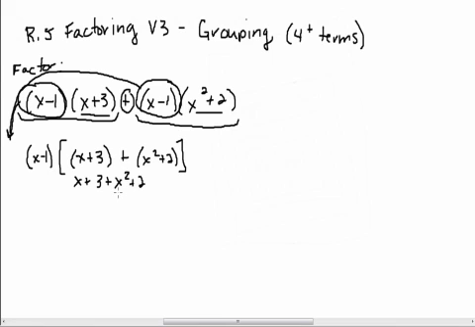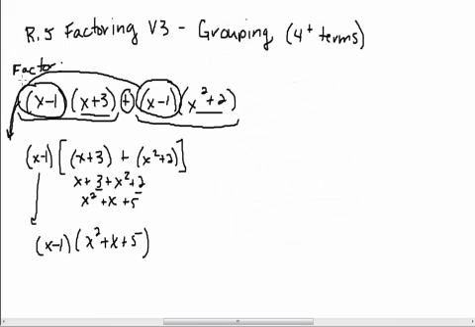And now I can just combine like terms. So let's write the x squared first. I only have one x, so we'll write that down, but I can add the 3 and the 2 to give me a plus 5. So let's go ahead and bring down that x minus 1, and then this can be written as x squared plus x plus 5. So I did it. I factored the original expression and got x minus 1 times x squared plus x plus 5.